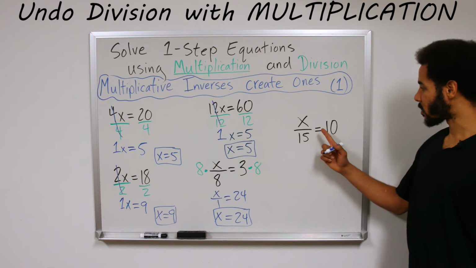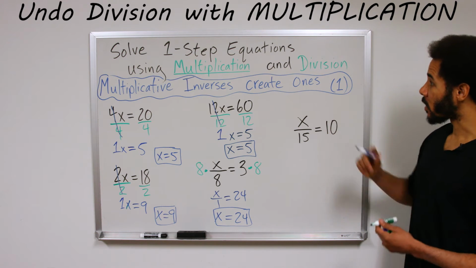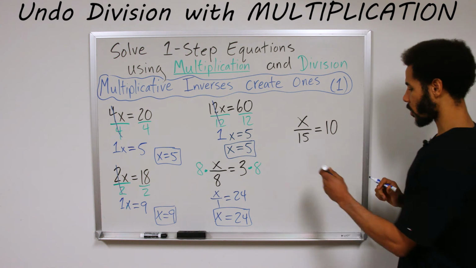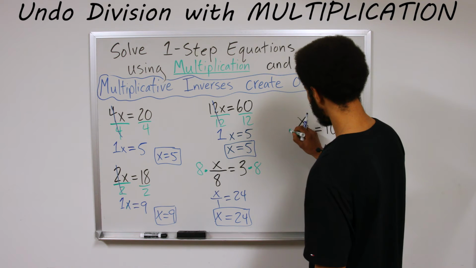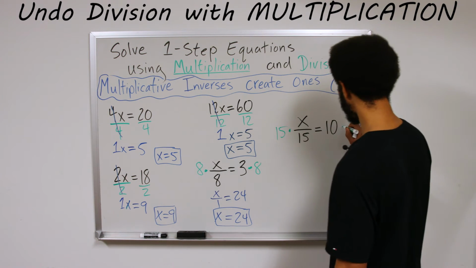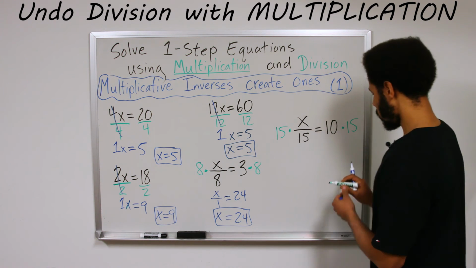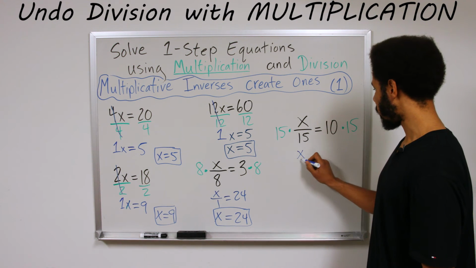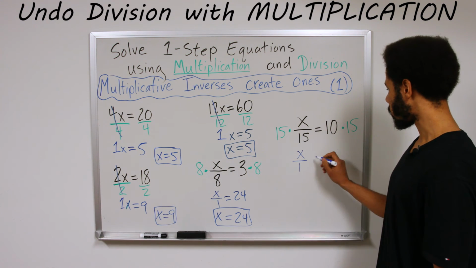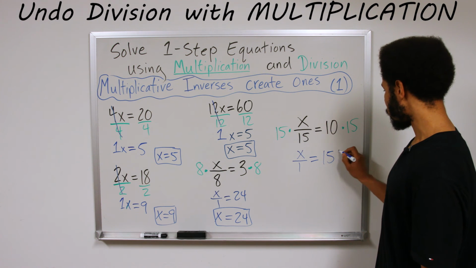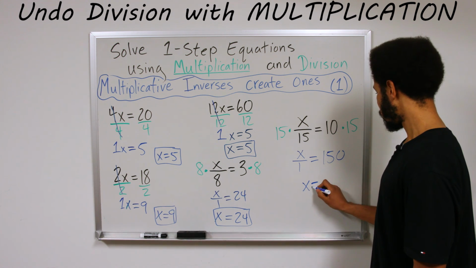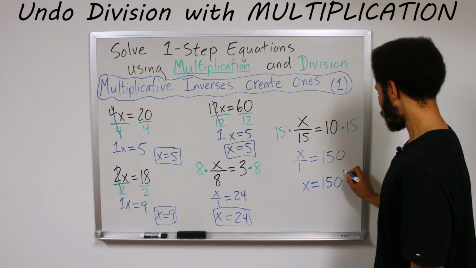We recognize this is an operation of division, and the inverse of division is multiplication. So we're going to multiply both sides by 15. We now have x divided by 1 instead of divided by 15 is equivalent to 150. So x equals 150.